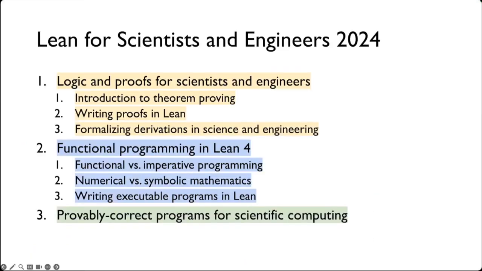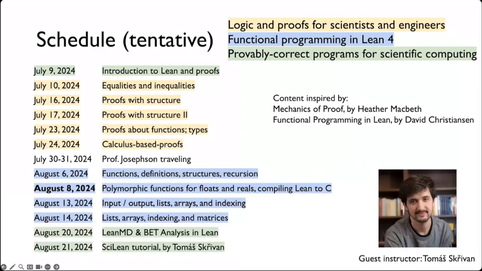Today we are continuing on our goal of learning to introduce logic and proofs to scientists and engineers. And we're still in that unit right now, learning Introduction to Theorem Proving, writing proofs in Lean. After this, we'll be getting into functional programming in Lean and tying everything together in provably correct programs for scientific computing. So we are currently on Lecture 3.